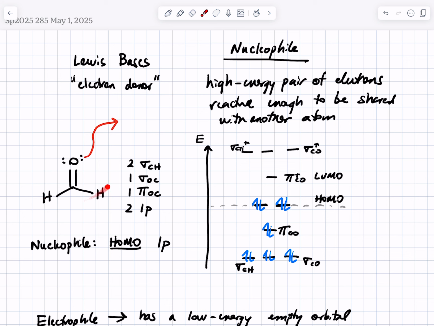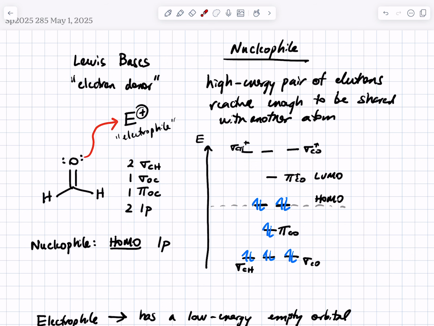If this molecule formaldehyde were going to be a nucleophile, it would attack an empty orbital on, and I'm going to be as generic as possible here, E plus just means electrophile. That means a molecule with a low energy empty orbital. This is how you would draw it, from the lone pair pointing towards whatever the electrophile is.